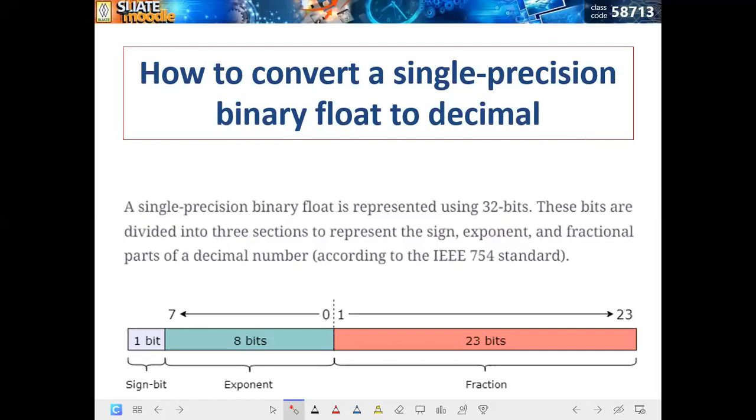Right, the last part of today's lecture is this one. How to convert a single precision binary float to decimal? Now we are going to do the other way around of what we have learned so far.